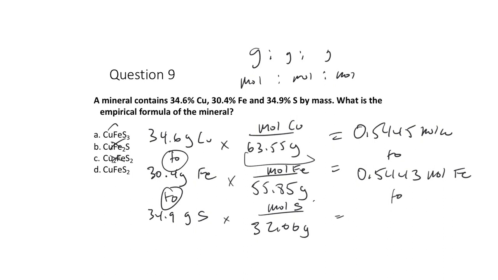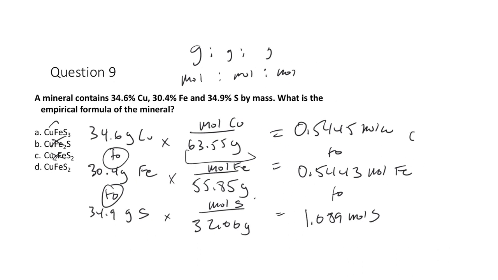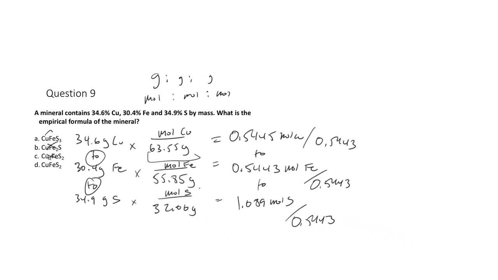So their ratio should be the same as each other. And 34.9 divided by 32.06 is 1.089. So sulfur looks to be double. Let's just make sure. So let's divide all these by the smallest. I think we can see that 0.5445 and 0.5443 are practically going to come out to be equal to 1.